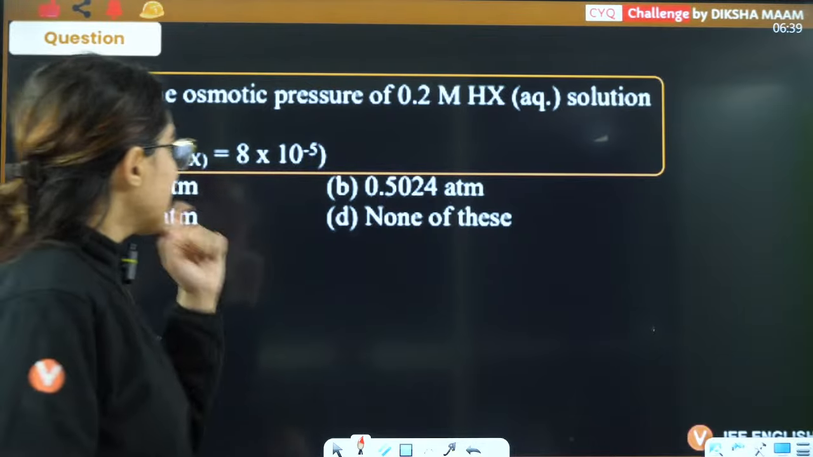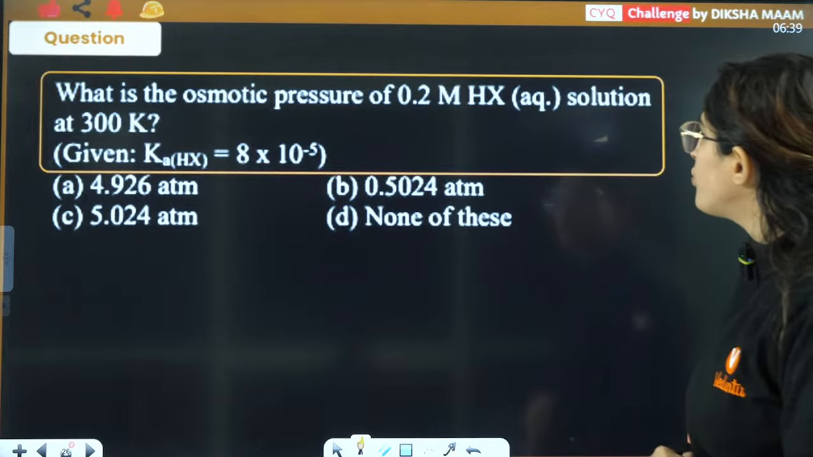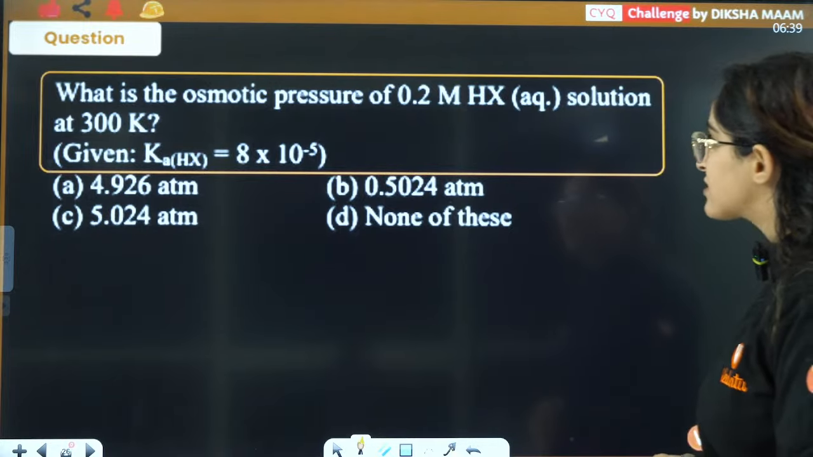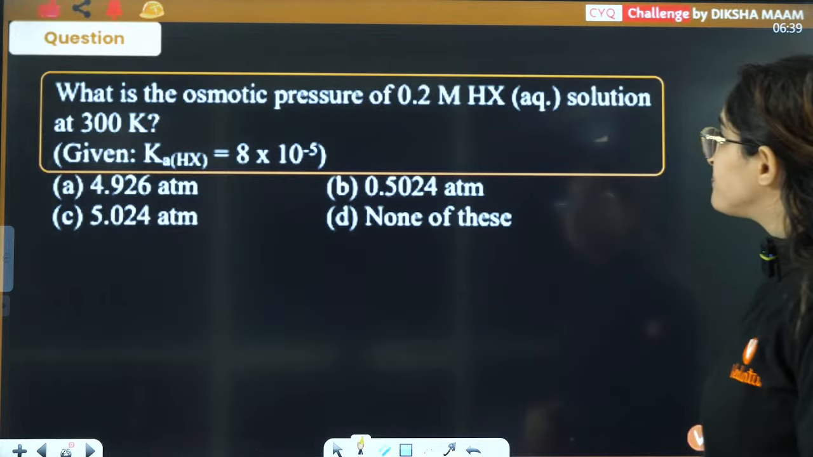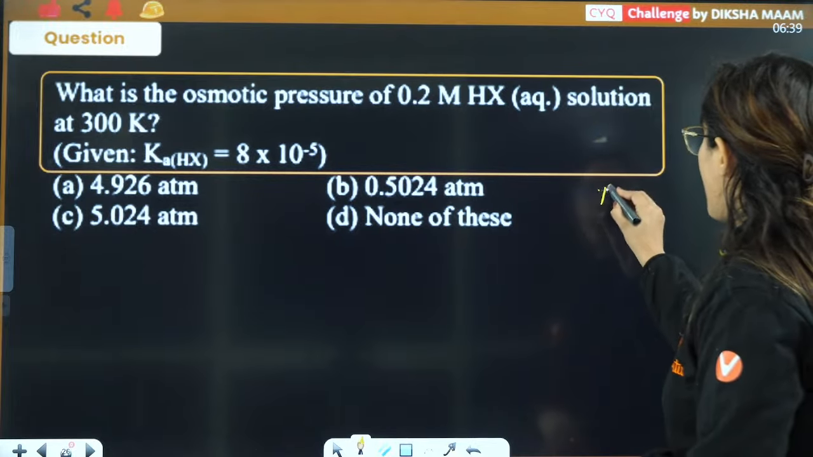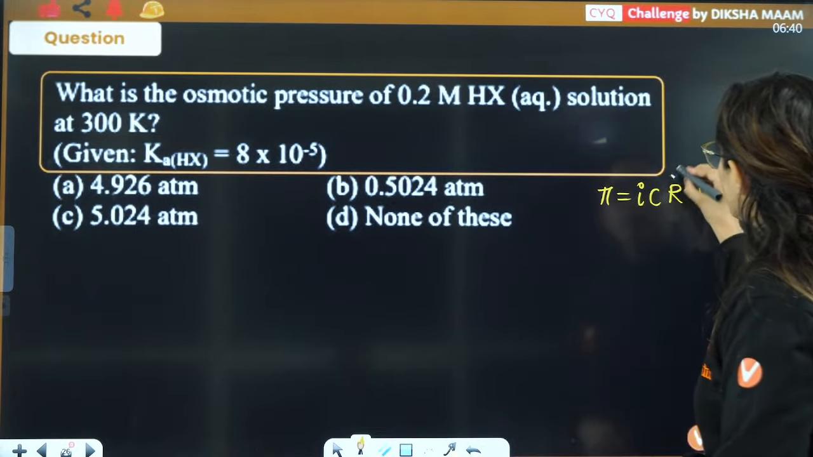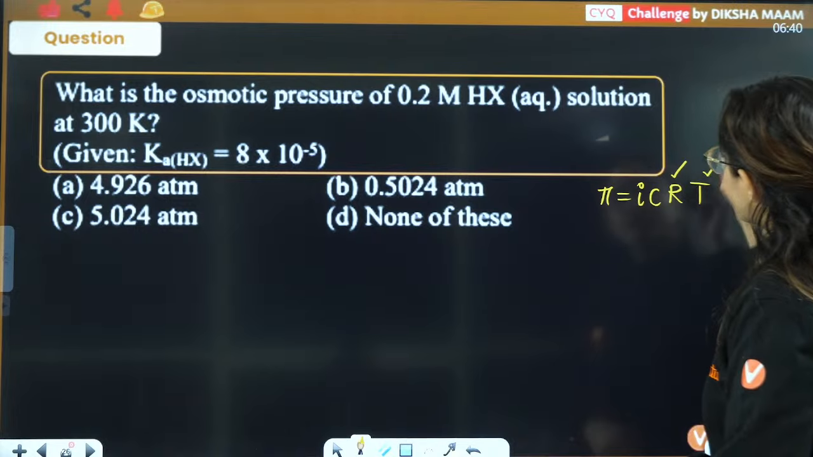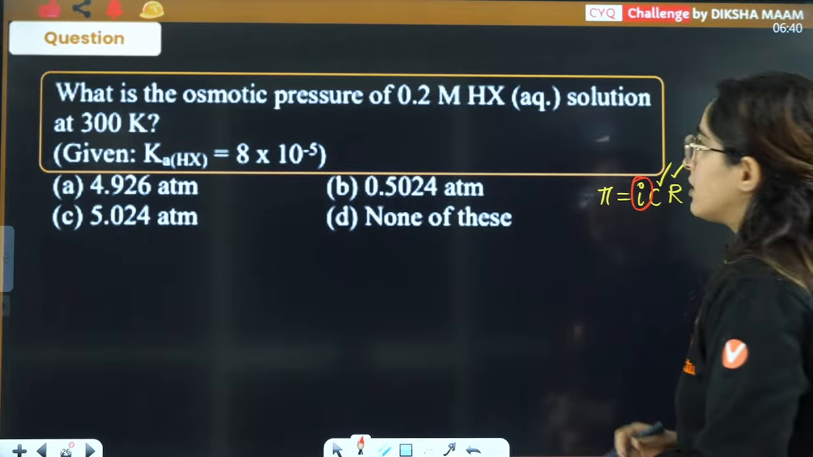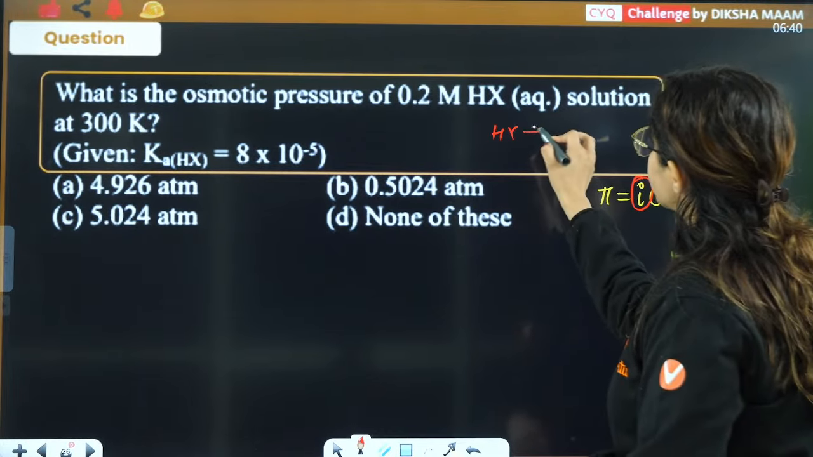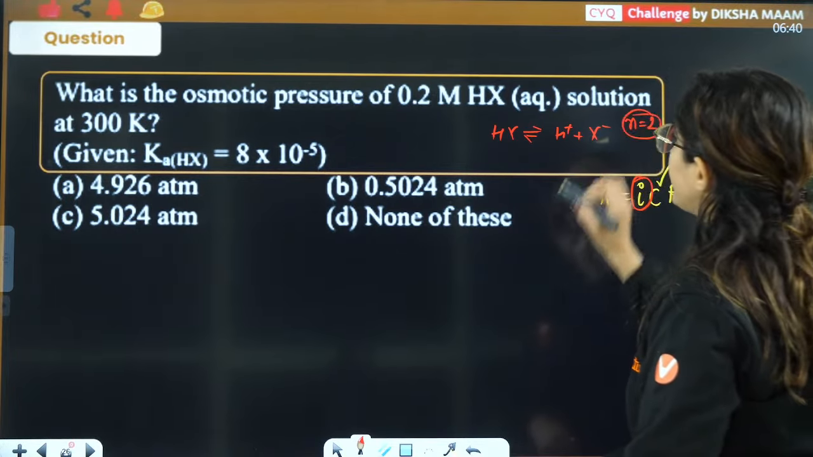Now let's see the next question. What is the osmotic pressure of a 2.2 molar HX solution at this temperature? Now see, Ka is given to you. They're asking you osmotic pressure. Pi is equal to iCRT. R is the universal gas constant. Temperature is given, concentration is given. Do I know the value of i here? No. I know HX dissociates to H positive and X negative, so n is going to be 2 here.